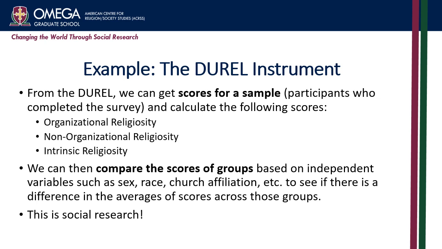So for example, I might want to say, is there a statistically significant difference between males and females for organizational religiosity? Or is there a significant difference between two denominational groups for intrinsic religiosity? I might want to see if there's a correlation between organizational and non-organizational religiosity for a particular denominational group. And so with this short, validated, 5-item instrument, I can find out all kinds of information from a particular sample. And this is social research. And this is the kind of research that has the potential to change the world.